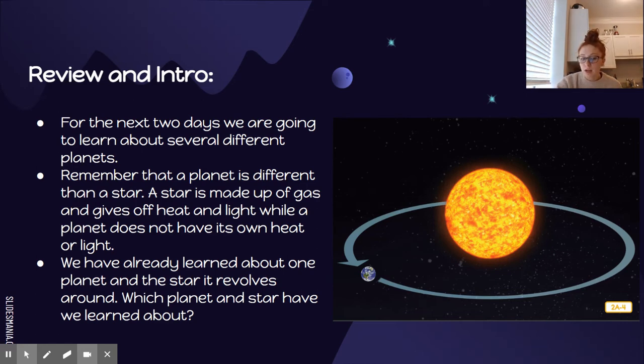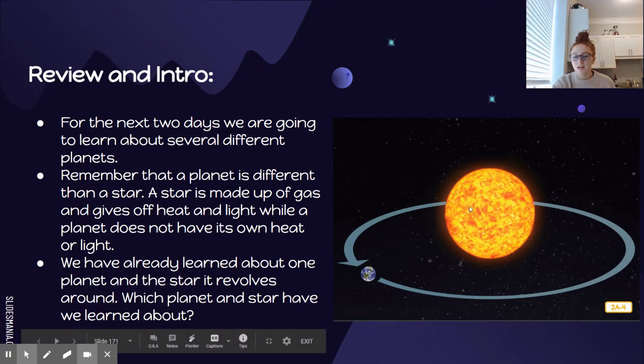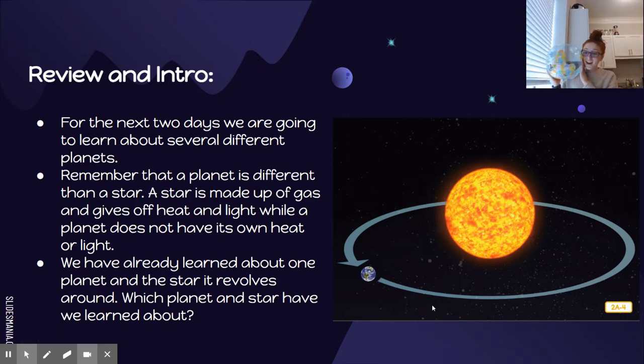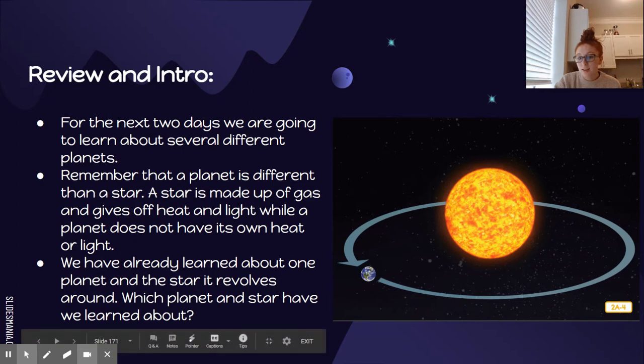We've already learned about one planet and the star that it revolves around. Which star and planet have we learned about? If you need to look at this picture to help you, go ahead. What's the planet we've learned about? Earth. Planet Earth, which was where we live. And what is the star that we've learned about? The sun, right? And that's the sun that we revolve around.